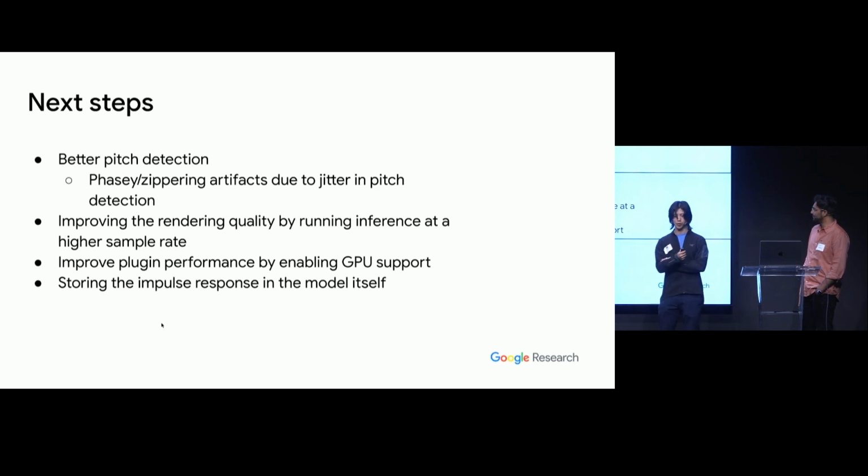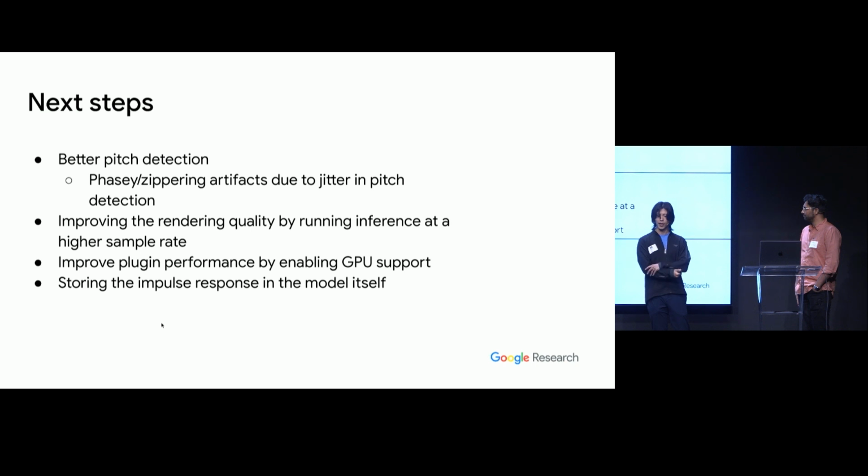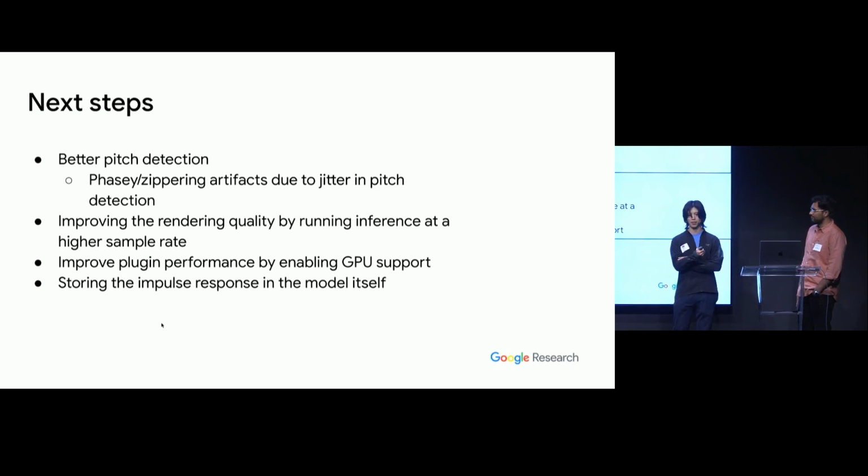We could also improve the rendering quality by running inference at a higher sample rate. As we said before, inference was running at 16 kilohertz, so we could probably bump it up to 44K. We could also improve the plugin by enabling GPU support, probably for both the GUI as well as TF Lite inference. And lastly, in the original DDSP model, there's a learned impulse response for the convolutional reverb. So another option to make this even more realistic to the original audio that it was trained on is to store the impulse response in the model itself, somehow in TF Lite.